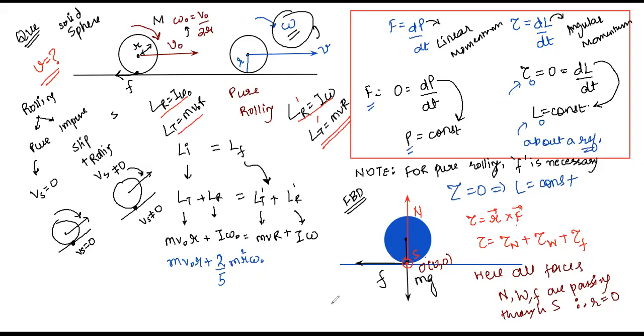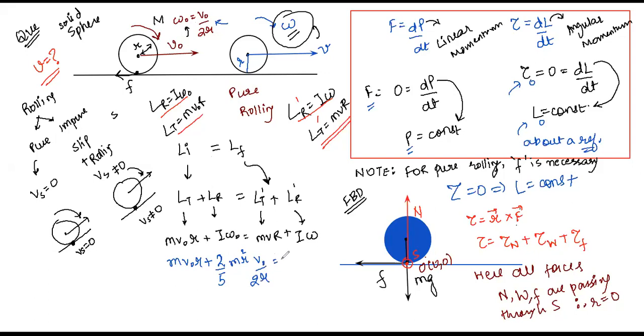What can we write instead of omega naught? Let us convert omega naught into terms of v naught. What is the value of omega naught given in terms of v naught? See the figure and tell me. v naught by 2 R, which is given in the question.